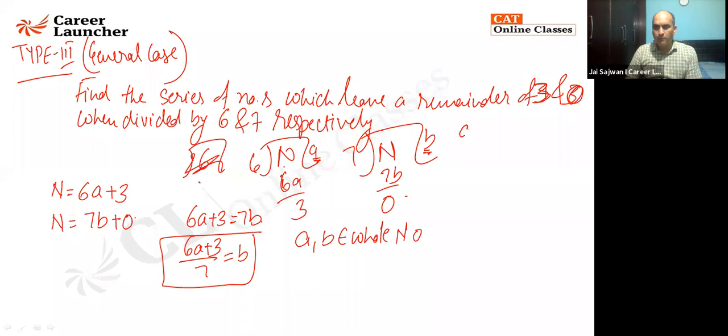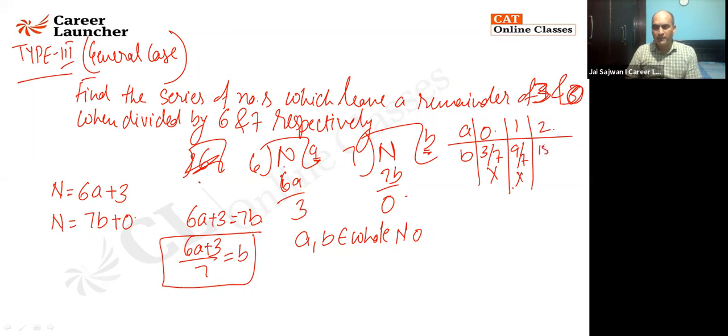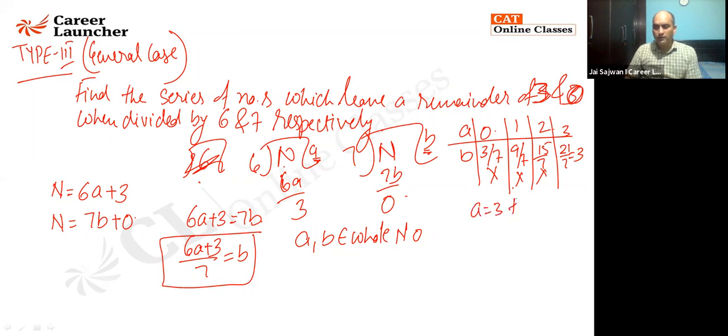So what I do is I'll put the value of a here and then try to find out the value of b. When you put 0, 6 into 0 is 0 plus 3, that is 3 by 7. I'll say no, it is not possible. Cancel this case. I'll put 1. You'll say it is 9 by 7. No, not correct. I'll put 2. This is 12 plus 3 is 15 by 7. I will say no, not possible. 3: that is 21 by 7, which comes out to be 3. So when a is equal to 3, then b is also equal to 3.